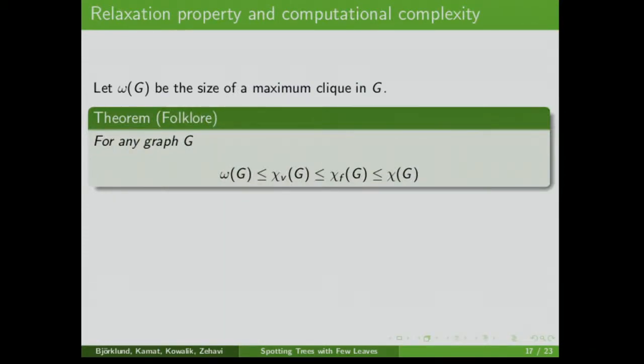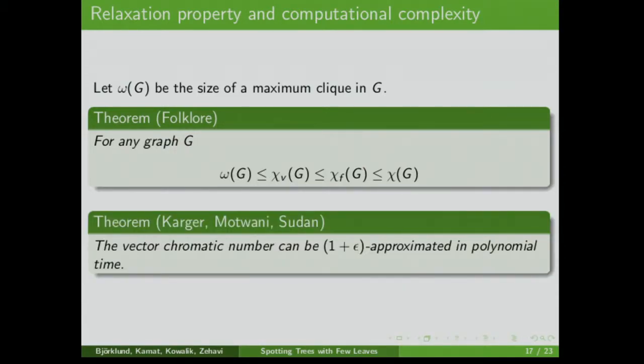All right. So what is nice about vector coloring? First thing is that you have this chain of inequalities. This is a relaxation of fractional coloring, which in turn is a relaxation of classical coloring, the classical chromatic number. But the distinctive property of this coloring is that roughly you can find the vector chromatic number in polynomial time, up to some small error, but for us it is irrelevant.